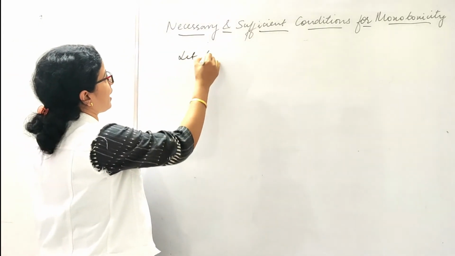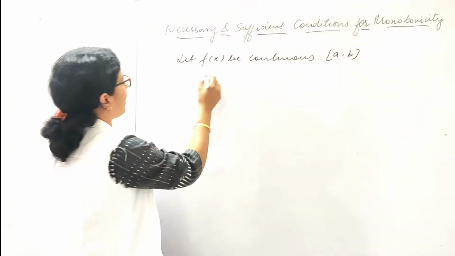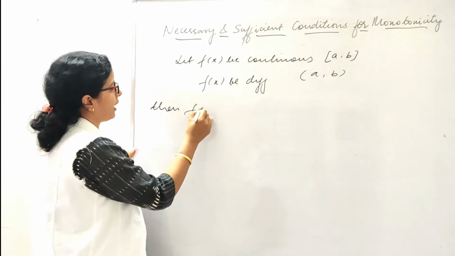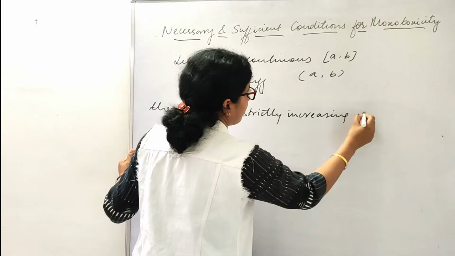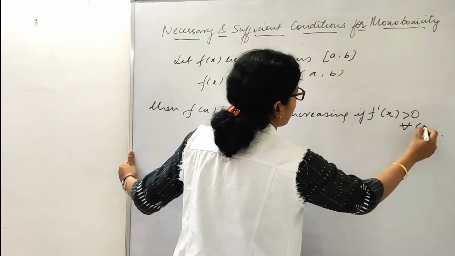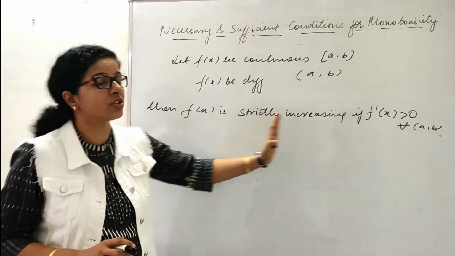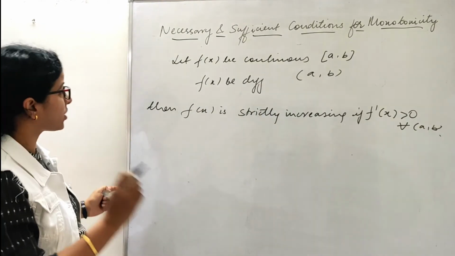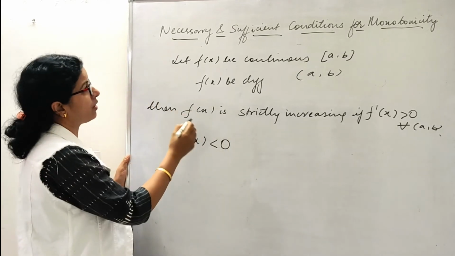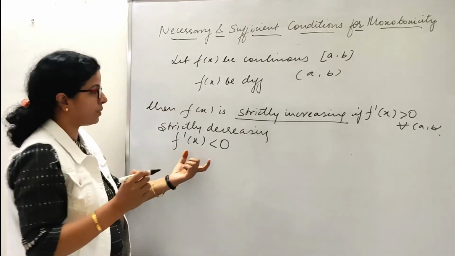So let f(x) be continuous in closed interval [a, b] and f(x) be differentiable in open interval (a, b). Then f(x) is strictly increasing if f'(x) is greater than 0 for all x in (a, b). Okay, so this is the necessary condition for strictly increasing, right? For strictly decreasing, f'(x) should be less than 0. This is for strictly increasing. Strictly decreasing, f'(x) should be less than 0.